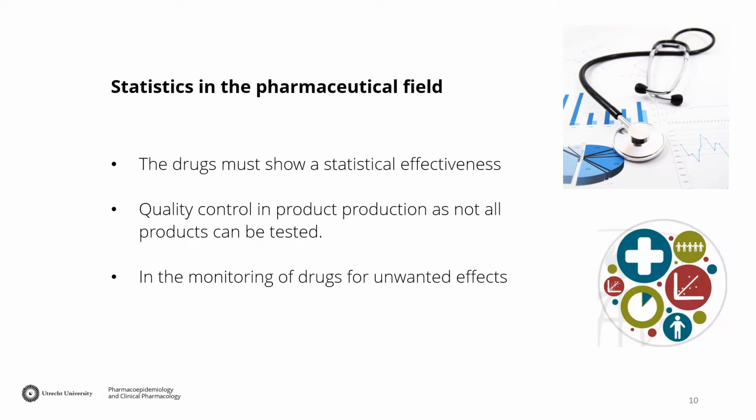You could also have quality control in the production of the medication. Seeing as you can't really test every single product, because then it's kind of wasted, you need to figure out statistically how many of the products should be tested for it to be relevant and useful. And you could also use it for the monitoring of drugs, for the unwanted effects or the side effects. So how many side effects do I need to have before we think that it's probably caused by the drug or associated with the drug? So that's all something that you can do in the pharmaceutical fields with statistics.